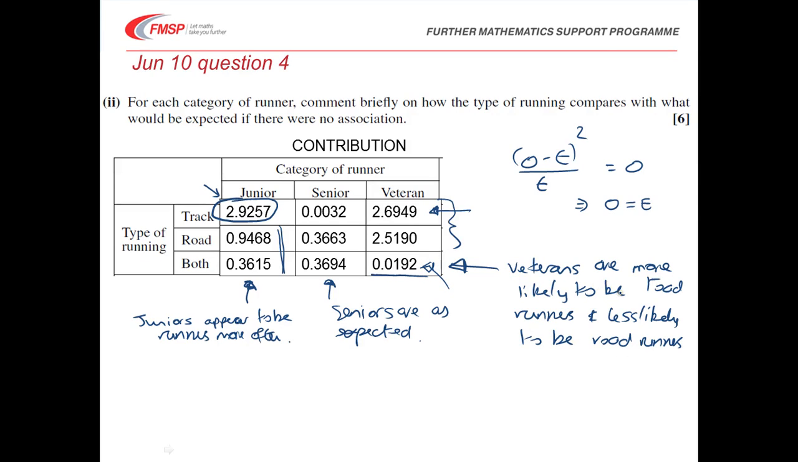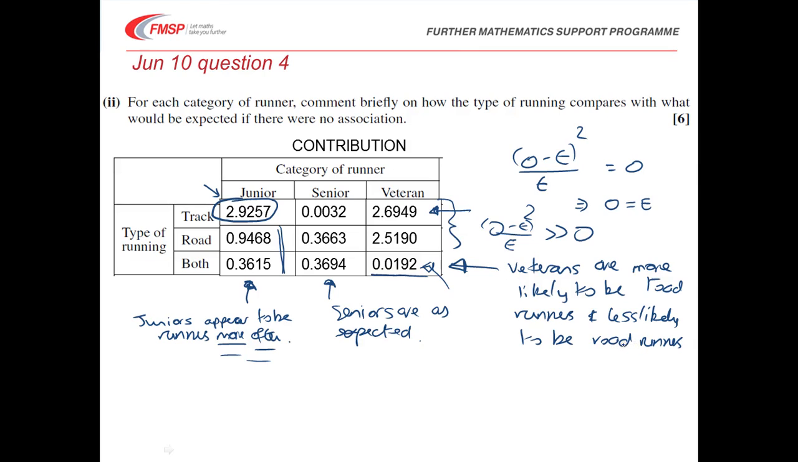So you need to use your contributions to indicate that something is more than it should be, or they differ more than they should be. So we're looking for your O minus E squared over E to be noticeably bigger than 0. That then causes you to look back at your original table to make sure that you're getting it the correct way round when you're discussing these.